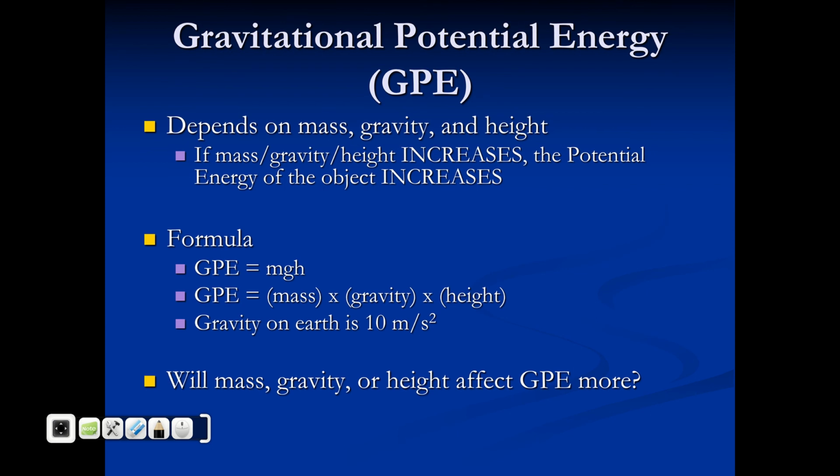Which one will affect it more? The answer is none. They all affect it equally. Okay? All three affect the gravitational potential energy the same. If I double the mass, I double the GPE. If I double the gravity, I double GPE. If I double the height, I double GPE. They're directly related. Whatever you do to one side, it does it to the other side.